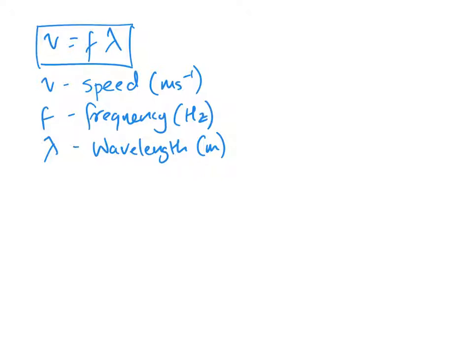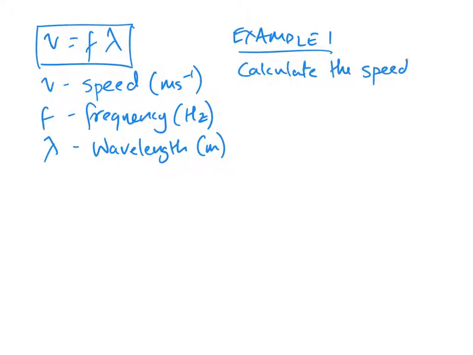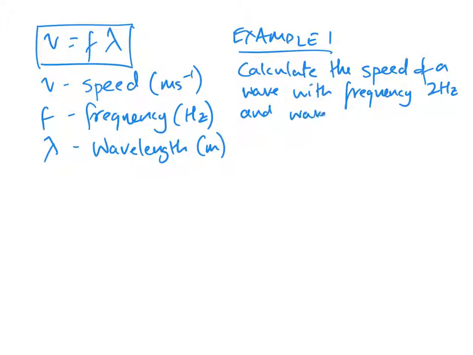Maybe we'll do a second example based on that sort of idea. So I'll generally start with a simple example and then look at one a bit more complicated. So calculate the speed of a wave with frequency 2 hertz and wavelength 5 meters. Easy one to practice your problem solving in.